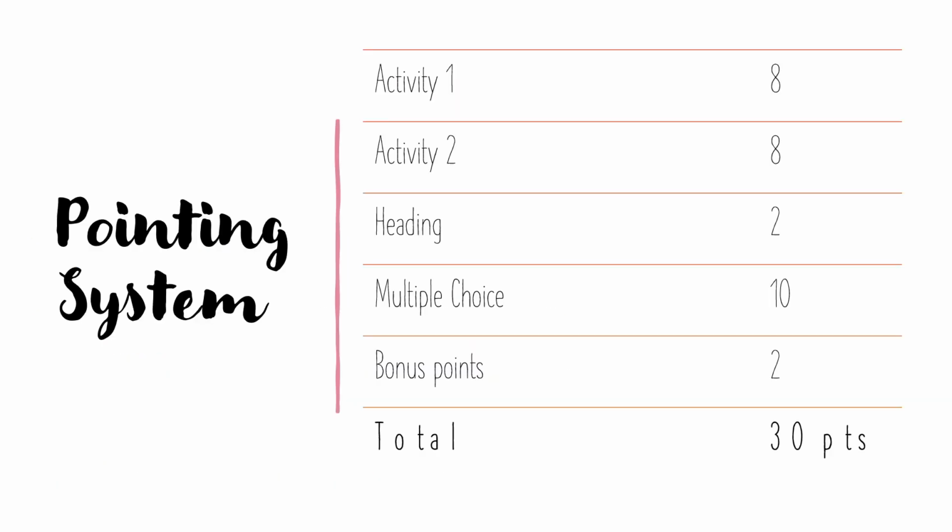Okay, so we're done. Paano yung pointing system for activity 1? 1 point each, so that's 8 points. Activity 2, 1 point each as well, so that's 8 points. Heading for your activity 1 and activity 2, so that's 2 points. Meron pa yung mga walang header. Okay, ayaw nyo ng 2 points, that's fine. And for our multiple choice, that's 10 points. And of course, I'm giving you guys a bonus point of 2 points for a total of 30 points. So that will be it.